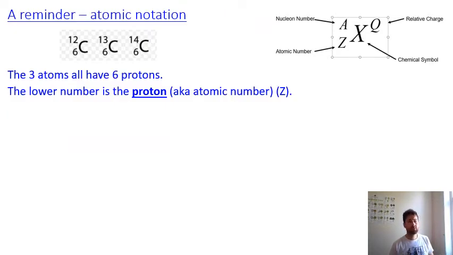Okay. So a reminder from GCSE again. The top number on the left, superscript, we'll call it the nucleon number, but at GCSE chemistry you would have called it the mass number.